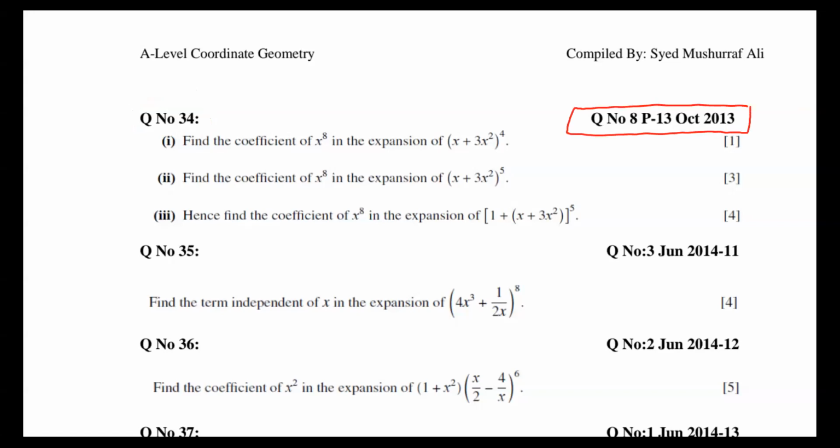Topic is AS level binomial expansion. We have first part, coefficient of x power 8 in this expansion. Okay, and now the interesting part is what?